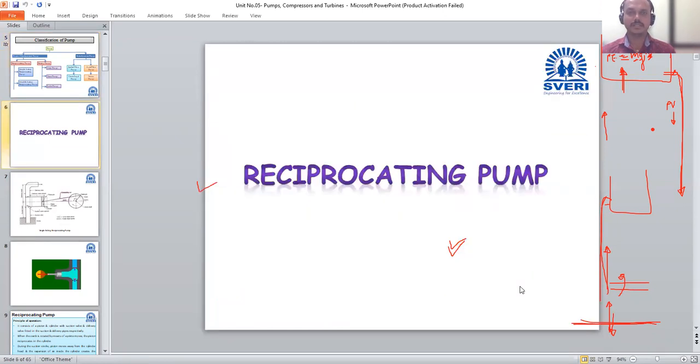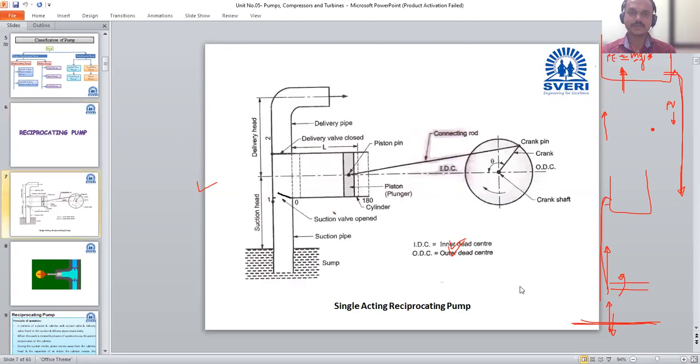Now the next one is the reciprocating pump. Reciprocating pumps mainly have a cylinder and piston arrangement. So this is the diagram.